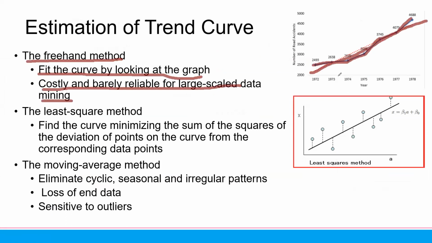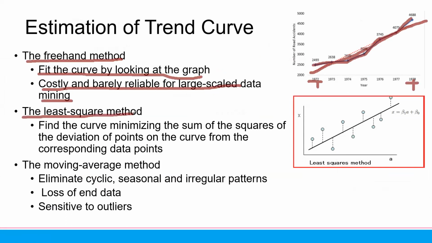If the data is small, like this one is 6 years, from 1972 until 1978, it's very small. So you can use the freehand method, and just have your own analysis. But if the data is too big, then it is not reliable.